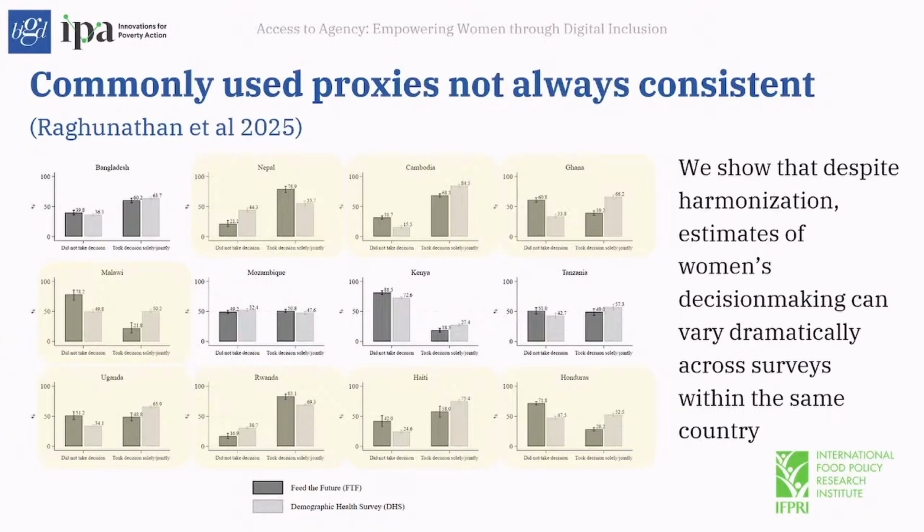And what we show is that even despite efforts at harmonizing the samples, harmonizing the kinds of households women come from, harmonizing the way the measures were constructed, if you look at just a simple metric like decision making, which is a commonly used metric of women's empowerment, these can vary dramatically across countries, across surveys within the same country. And so you'll see Ghana is on the top left. Comparing the Feed the Future surveys to the DHS surveys, you have really widely differing measures of women's empowerment.